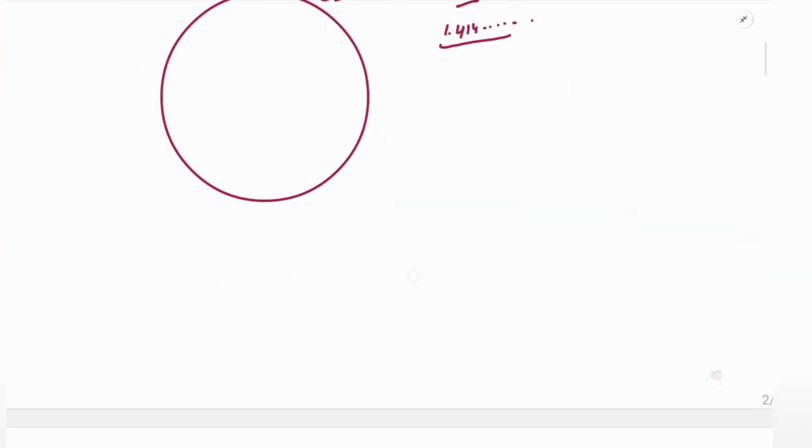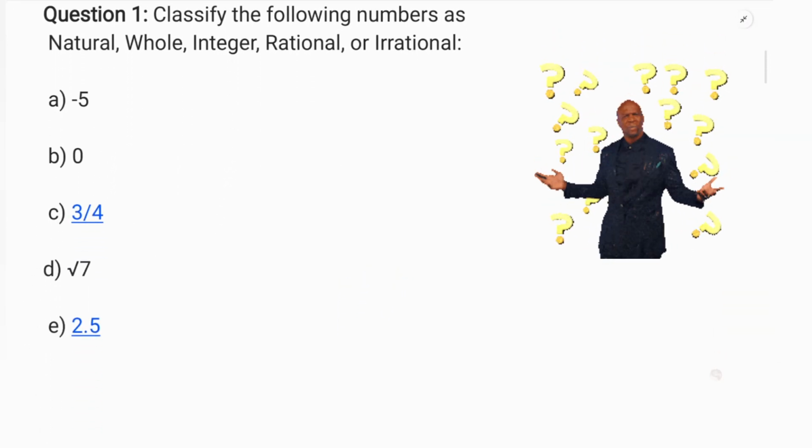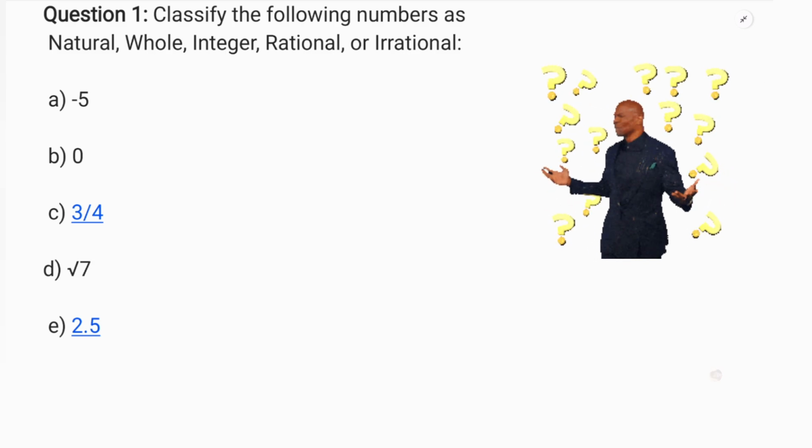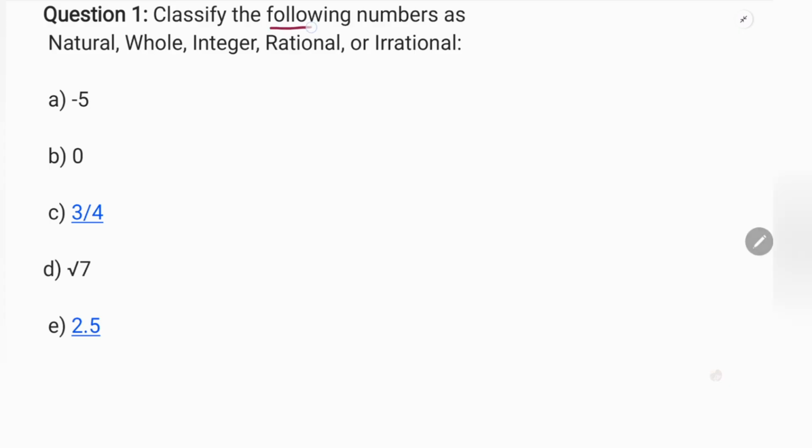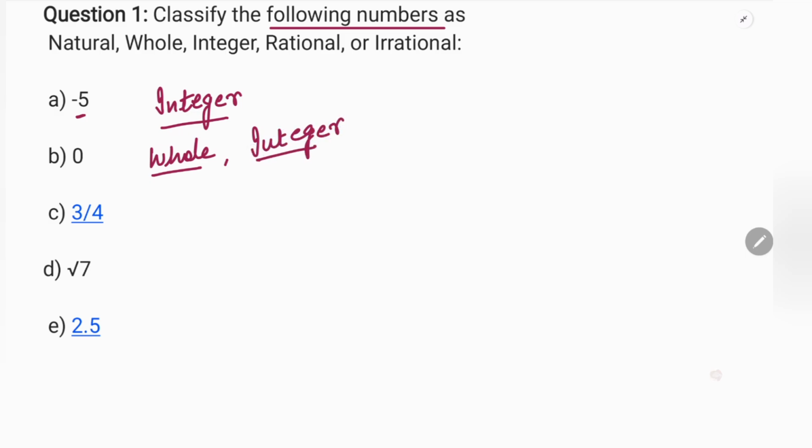After that, now we come to questions. After every topic we will do questions as well to practice, so you can see whether you learned or not. Classify the following numbers as natural, whole, integer, rational or irrational. Minus 5. What is minus 5? Minus 5 is negative. A negative whole number is what? Integer. So minus 5 is an integer, right? 0. What is 0? 0 is a whole number as well. 0 is an integer as well, right?